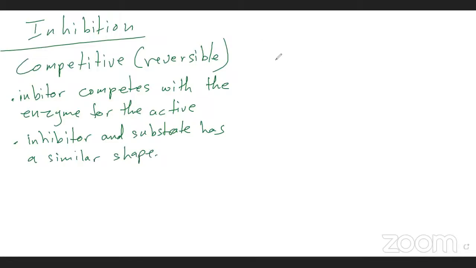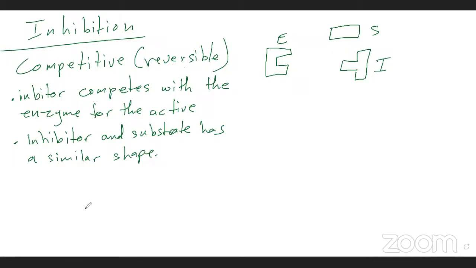All right, so for example, if this is your enzyme, this is the substrate, this could be the inhibitor. So in competitive inhibition, because the inhibitor and the substrate have the same shape to fit the active site, the inhibitor can compete with this substrate.